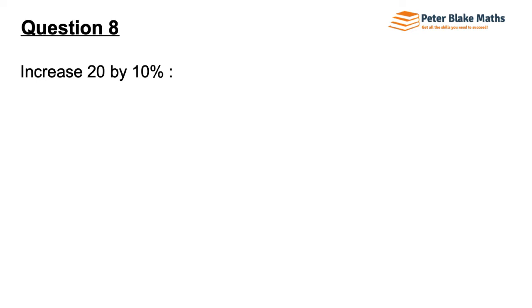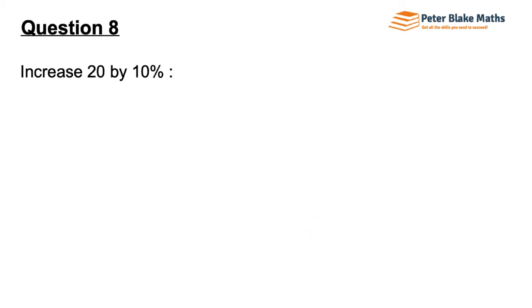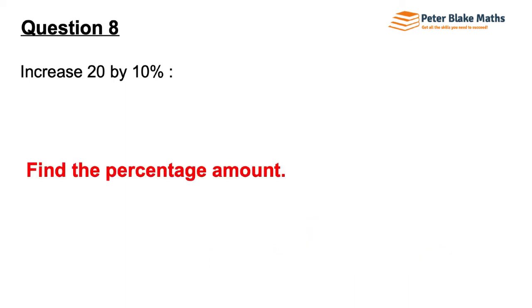Question 8. Increase 20 by 10%. We will find the percentage amount that they're talking about, and we'll do that by turning the percentage into a fraction over 100, and we'll multiply by the quantity there. So 10 over 100 is 10%. Of means times, and we're trying to find 10% of 20. So we get that as being 2.